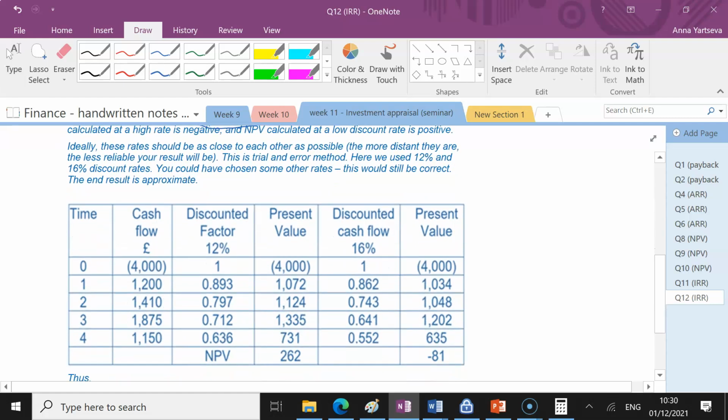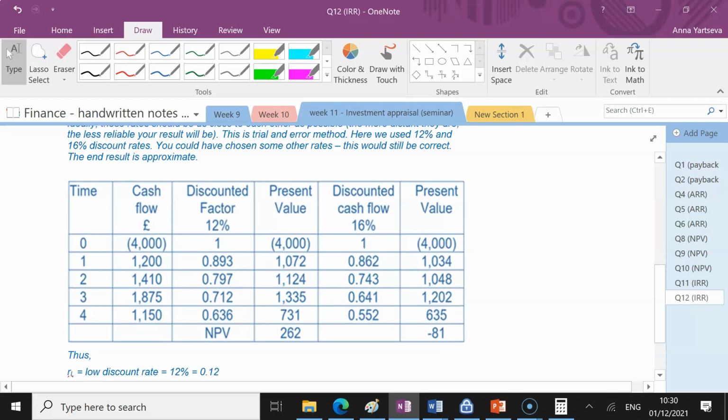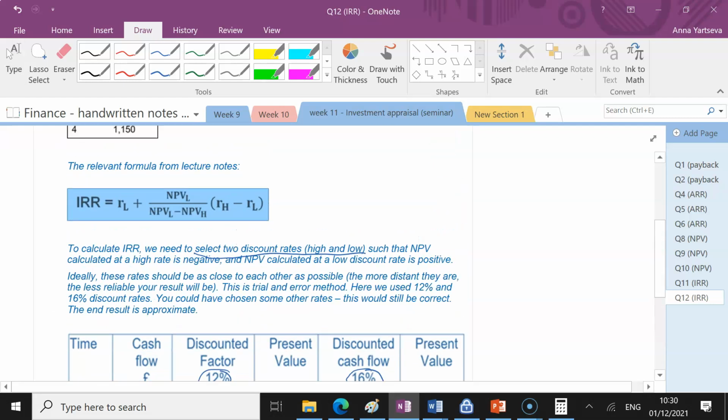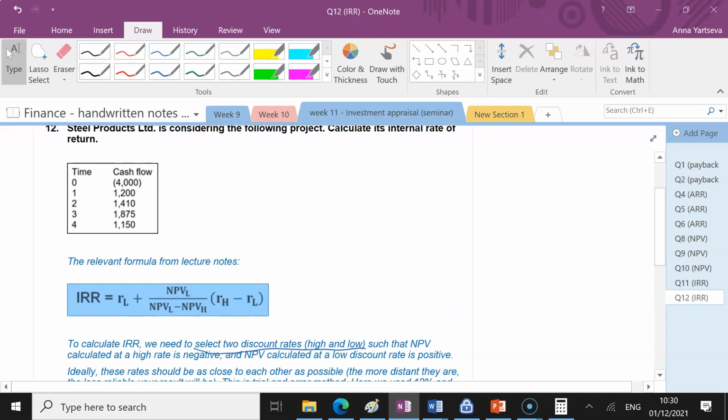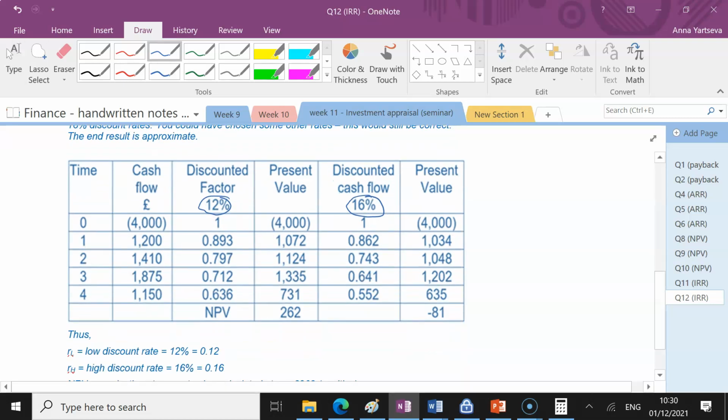So for example, here, I've laid out a table where I've chosen 12% and 16%. You could have chosen something else. It could be 5 and 15 and so on. But this is how the process works. These are our cash flows, copied from the original table. So we invest 4,000 initially, and then we generate certain cash flows. These are our cash flows which we have.